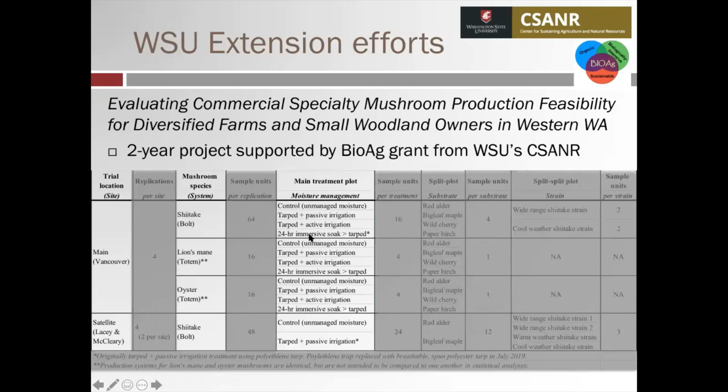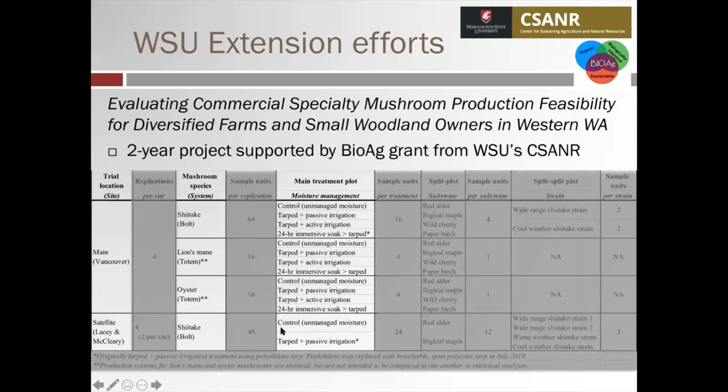treatment that we've got is a 24-hour immersive soak. So this is really similar to what you do for forest fruiting. You immerse the logs in water, but you do it right after you inoculate. So you just try and give those a head start, and then we throw a tarp on top of that.